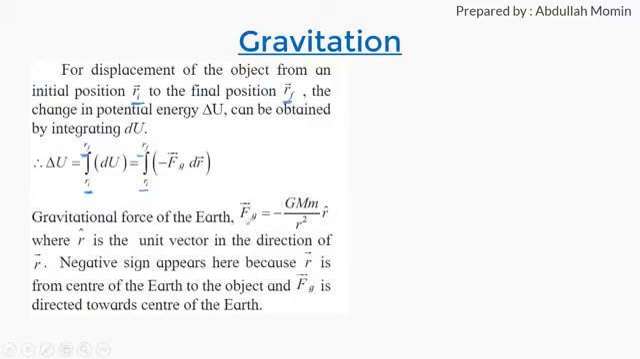Now we know that the force of gravitation is GMm upon r square into r, where r is the unit vector in the direction of vector r, and the negative sign appears here because r is from the center of the earth to the object, and Fg is directed towards the center. So r is from the center to the object, and gravitational force Fg is in the opposite direction. That's why we write a negative sign. This is the direction of vector r.